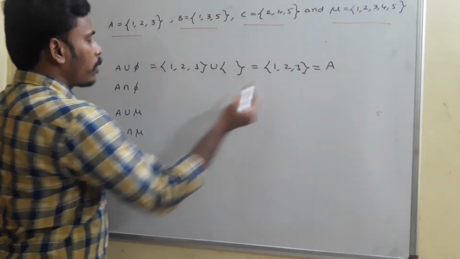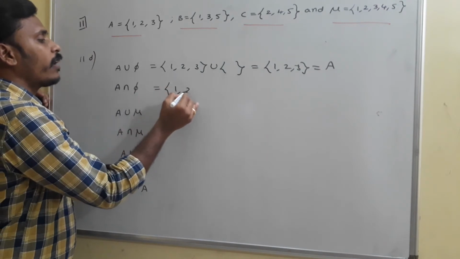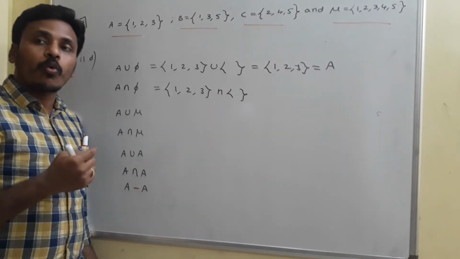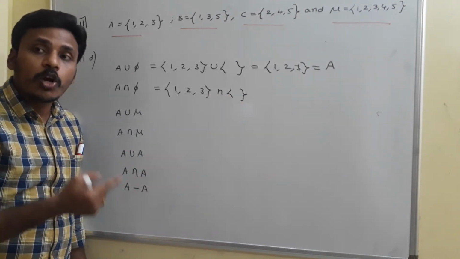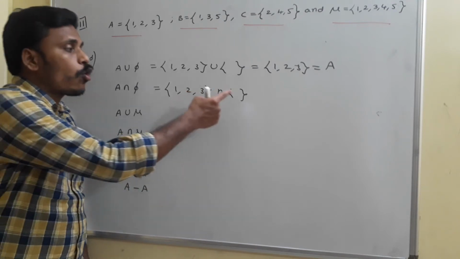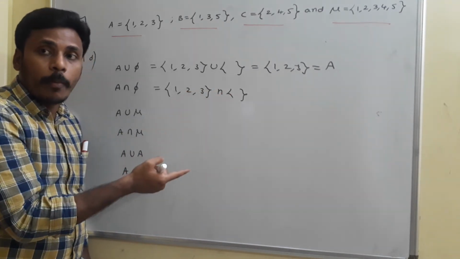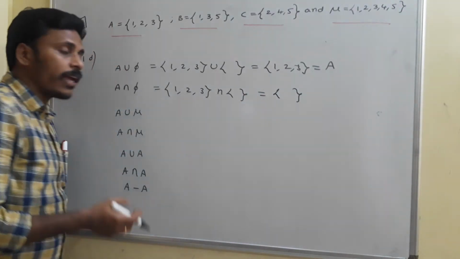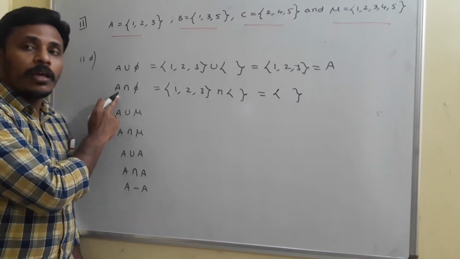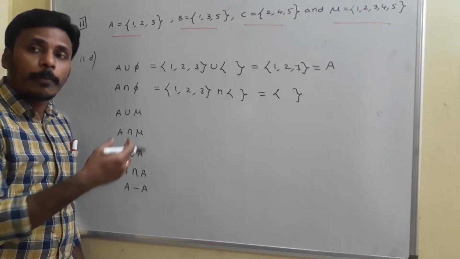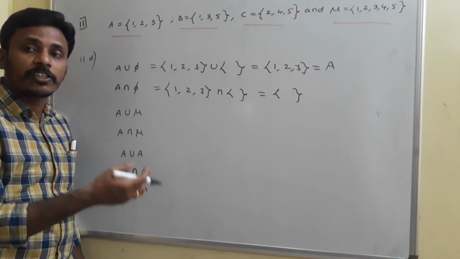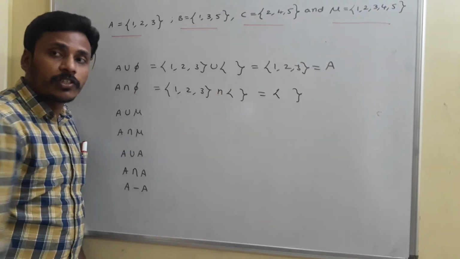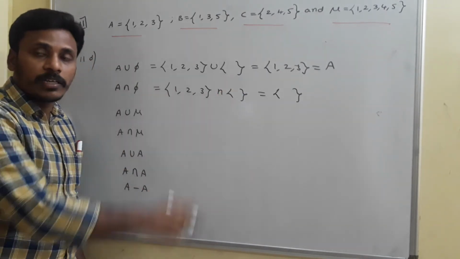Coming to A intersection empty set, intersection means we need to write all the common elements. Since there are no elements in the second set, how can we get common elements? So there are no common elements, and in this case we simply write the intersection as the empty set itself. Not only for A, you take any set as you wish and apply union with the empty set and intersection with the empty set. Always union gives the set itself as the answer, and intersection gives the empty set.